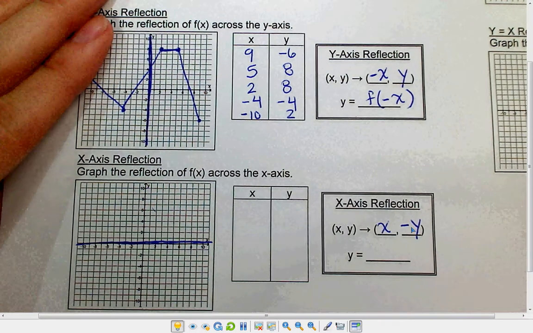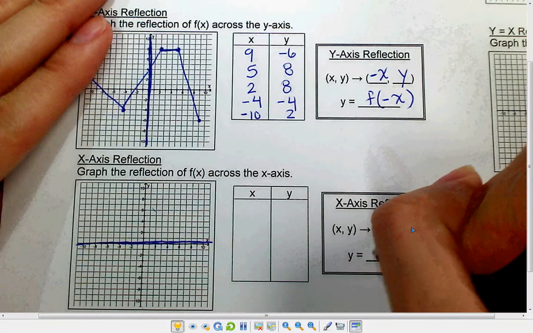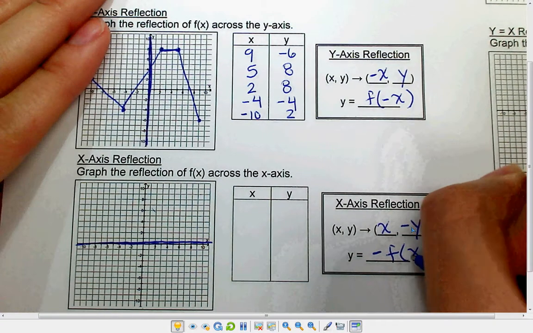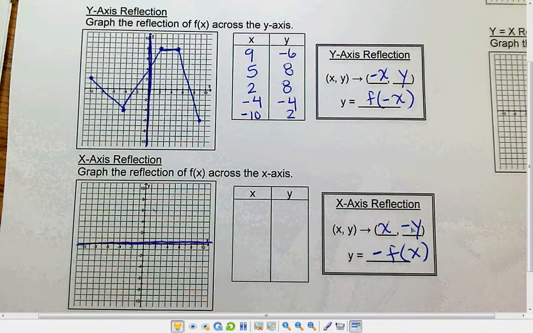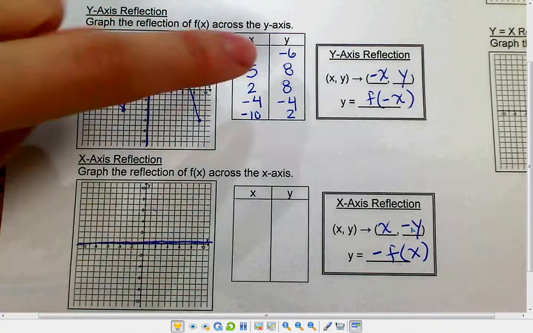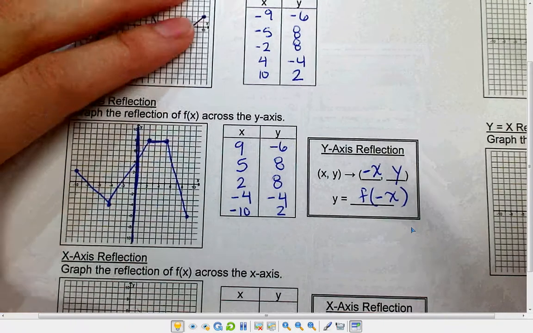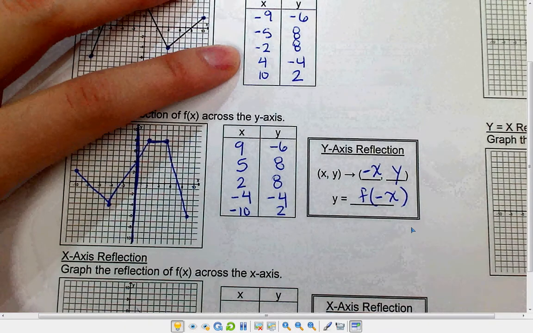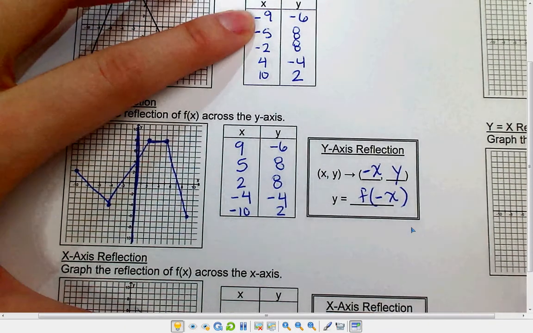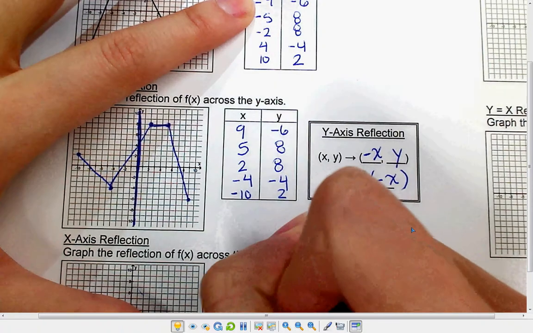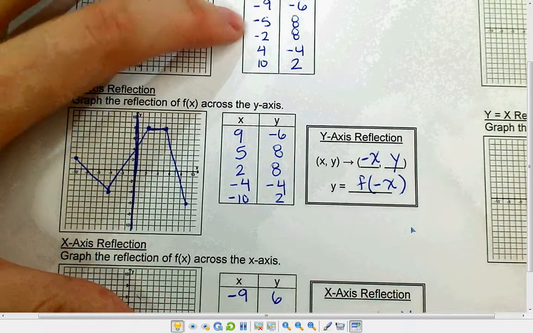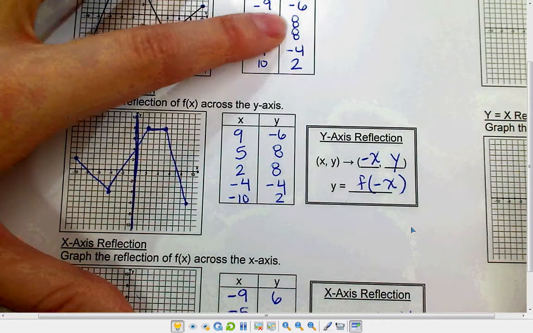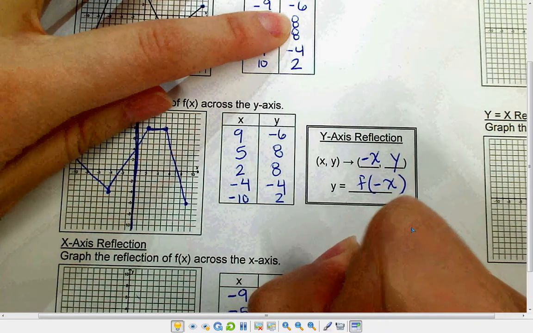X stays the same. If we're changing the sign of the y value, the negative is going to go outside of the f of x, because you're changing the y, which is f of x. So again, we're going to start off with the original points up here, and we're only going to change the sign of our y value. Right now we have a -9, that still stays the same because your x's don't change. -6 becomes a +6. -5 stays the same. This +8 is becoming a -8.